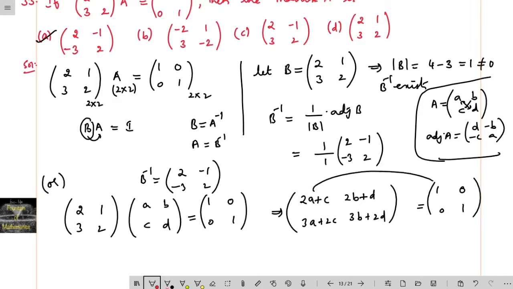Corresponding elements equated and solve these equations. Solve these 4 equations, we can get A, B, C, D values, and hence we can find this matrix. Okay, so you can solve that. Next question.